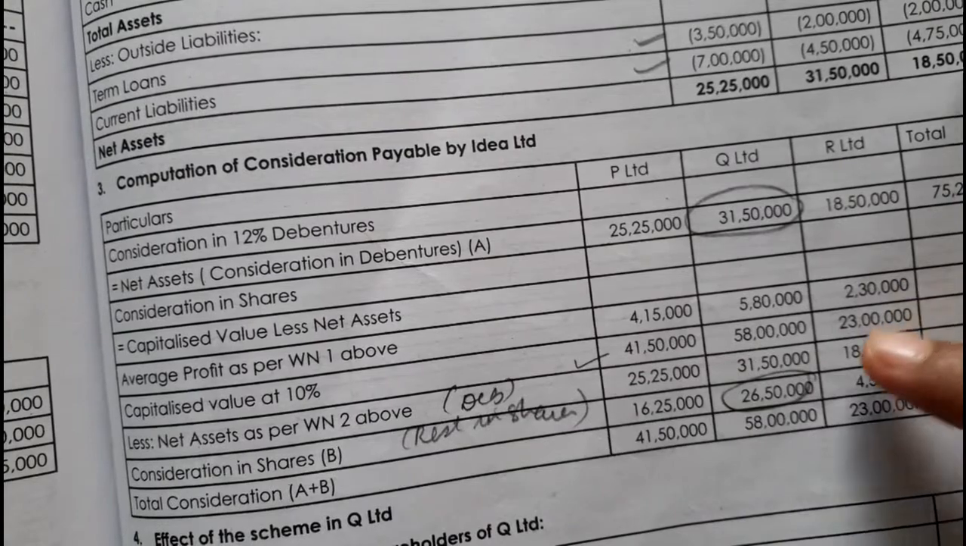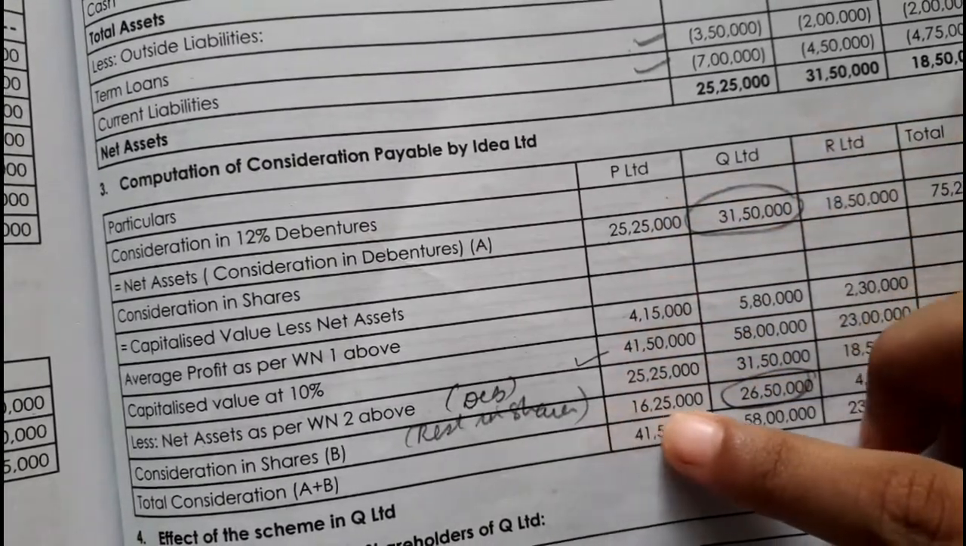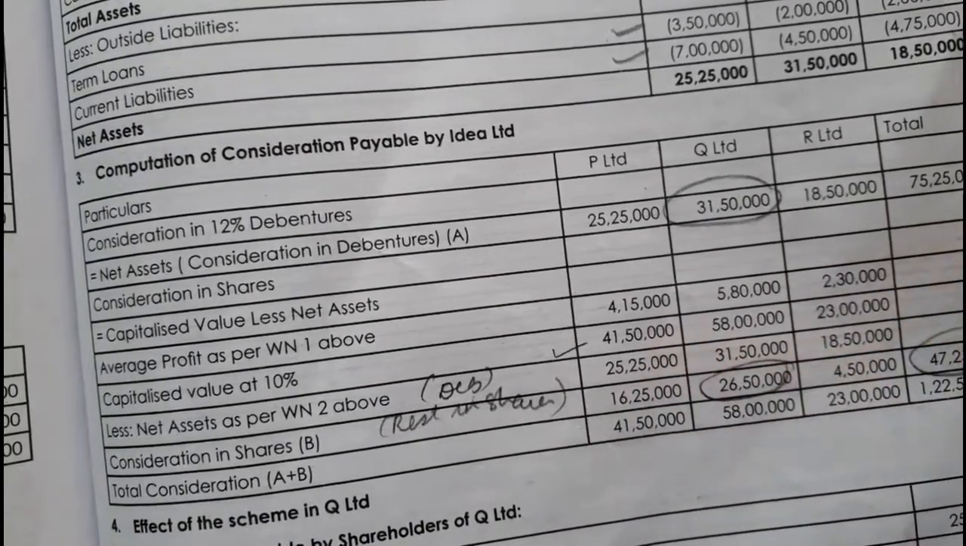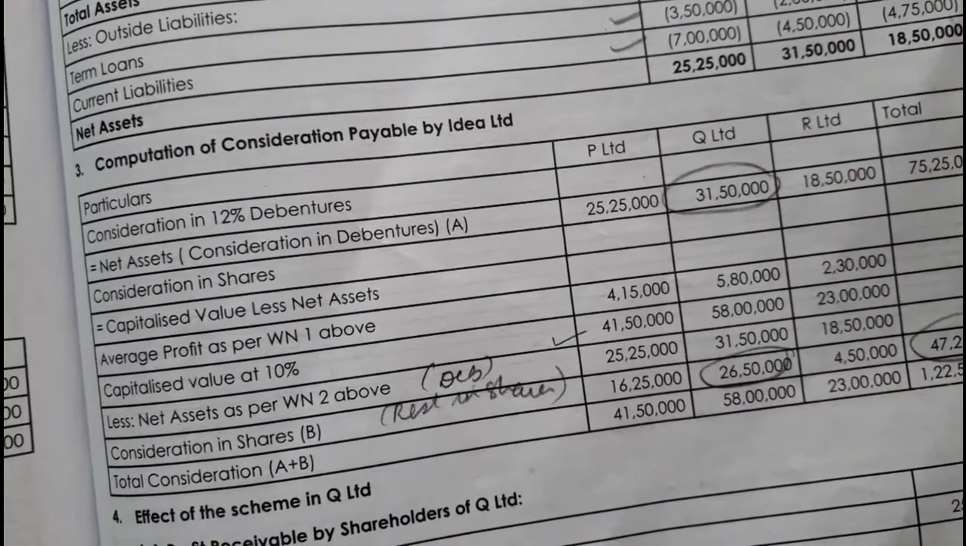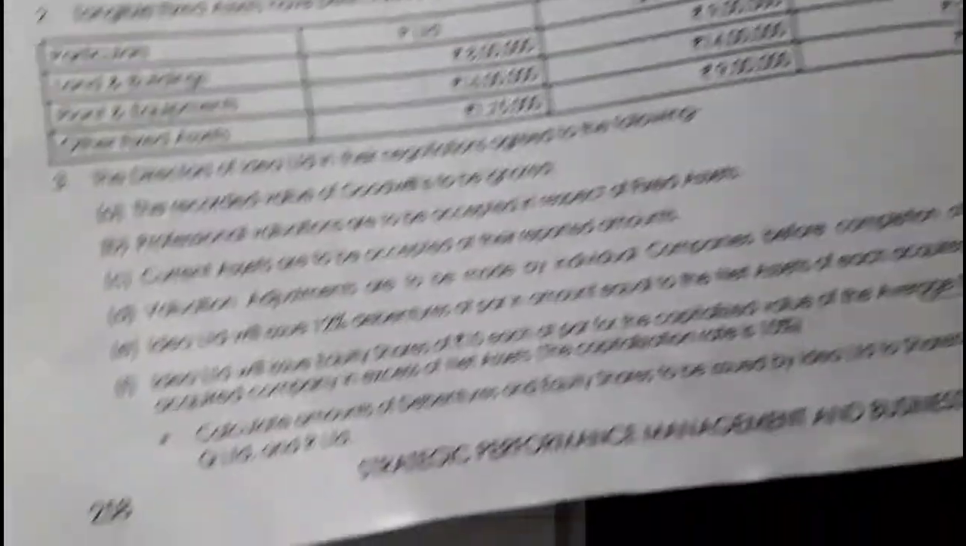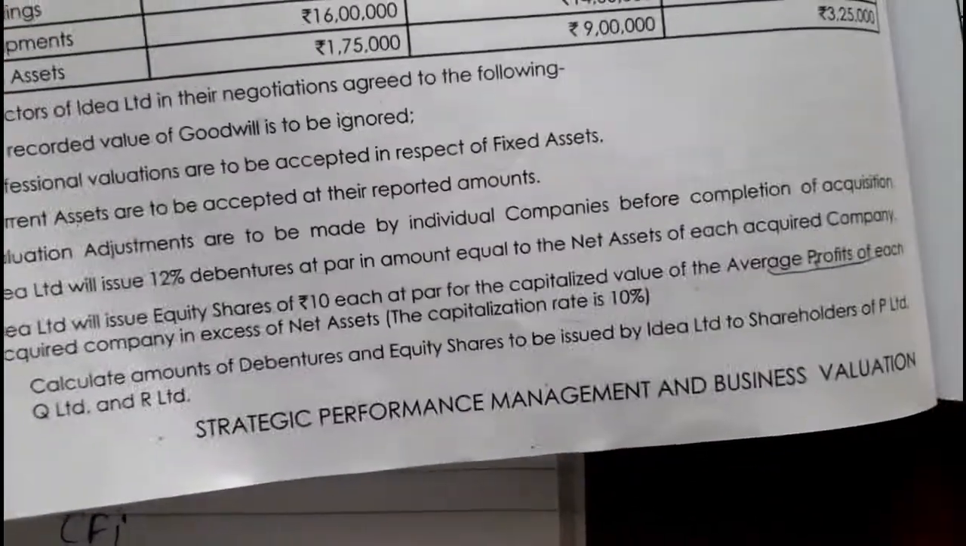They have told that the excess over net assets would be issued in shares. So the consideration in shares is this, the consideration in debentures is this. So the total consideration is the capitalized value. Now what have they asked? Calculate the amount of debentures and equity shares, which we have already found.